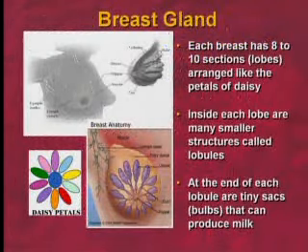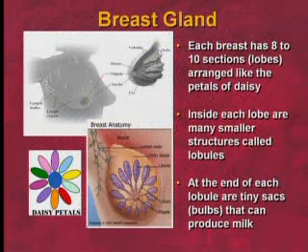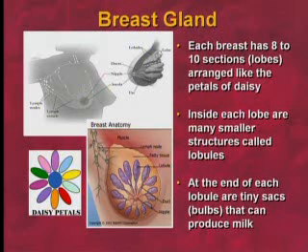This picture shows the breast gland, and it is unique in showing the detail of the lobes and the lobules, which are 8 to 10 sections arranged like the petals of a daisy, as you see in the analogy there. I thought this was really good to show us the structure of our breasts with our lobes and our lobules. And then, of course, at the end of the lobules, tiny sacs called bulbs are where the milk production comes from.